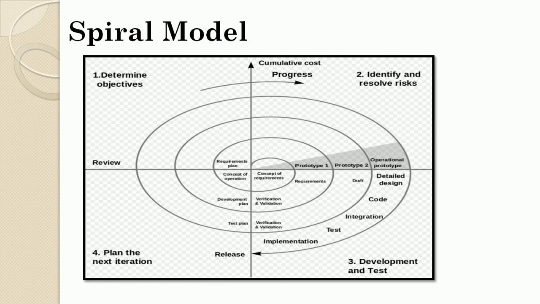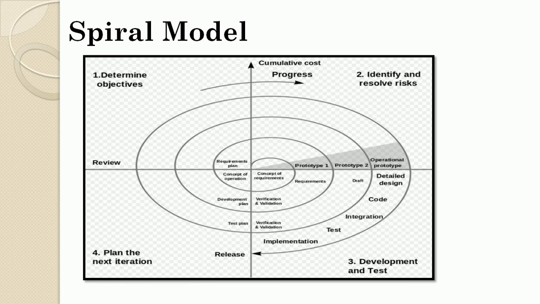So the spiral model is what you can say an incremental risk oriented life cycle model, which has four important phases. First phase is determining objectives. It is all about the requirement gathering phase, where the particular client requirement gets gathered, and based on that, the second phase is all about identifying and resolving risk from the application. So very first, this model has a key feature: this model provides a risk analysis process, or risk analysis feature.